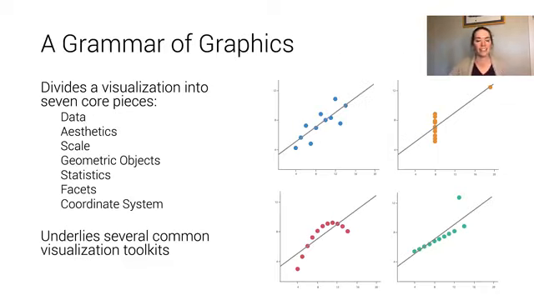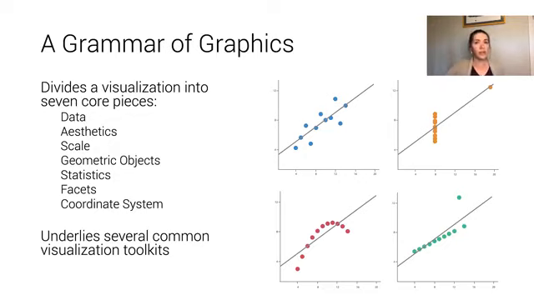The Grammar of Graphics divides the design of visualizations into 7 core components. The data, or what is it that we're choosing to show, the aesthetics, or how do we show it, the scales, how do we get from data to a visual representation, the geometric objects, what kinds of marks and what shapes of marks are we using, statistics, how do we choose to pre-process or wrangle our data, facets, how do we choose to divide our data into multiple representations, and our coordinate systems. How do we choose to position our data on the screen?